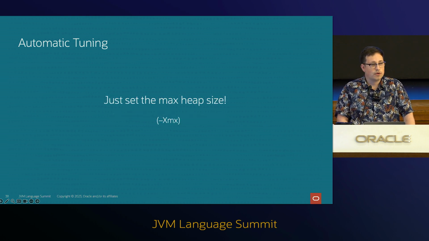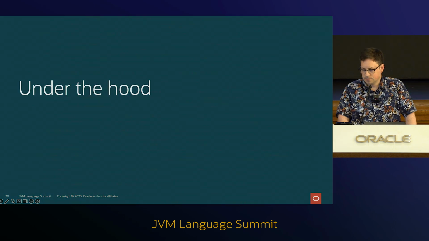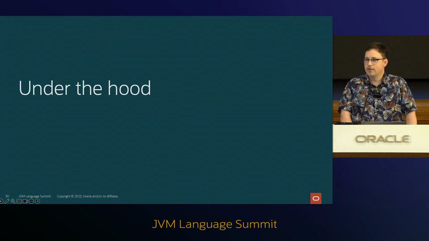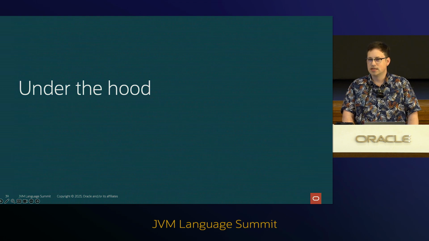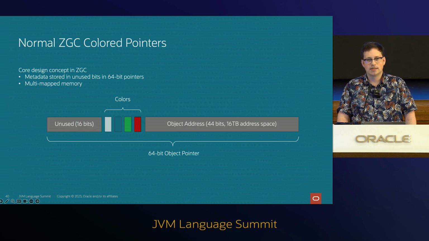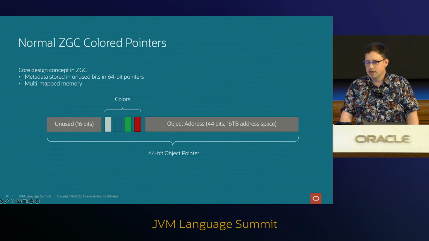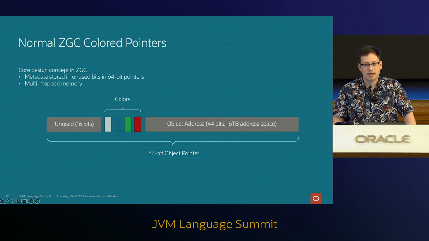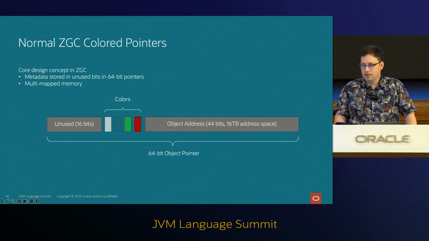So I talked a lot about what you don't need to set, so then you might be wondering, what should I set then? And I think the best advice is to set the max heap size. Now, since this is JVM-LS, I should probably talk a bit about how this works under the hood as well. And to do that, we have to first look at colored pointers in ZGC. This is a very, very crucial core design element of the GC. And what we call colors are metadata bits in the pointers that encode some extra life cycle information.